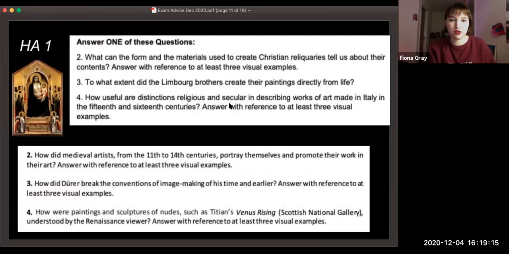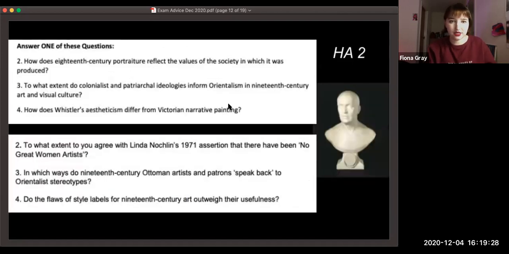Here are some more practice questions. You can find these online and it'll tell you what year they're from. Sometimes the course does change over time, so if you go back a lot of years, the content might be quite different. Here's some from History of Art 2. Say this question: how does Whistler's aestheticism differ from Victorian narrative painting? For that question, I'd say pick a Whistler painting that's aesthetic and pick a Victorian narrative painting and compare and contrast them.